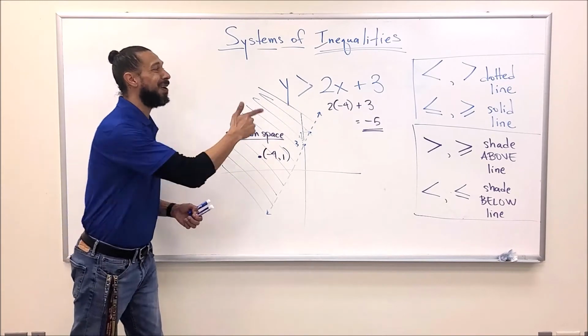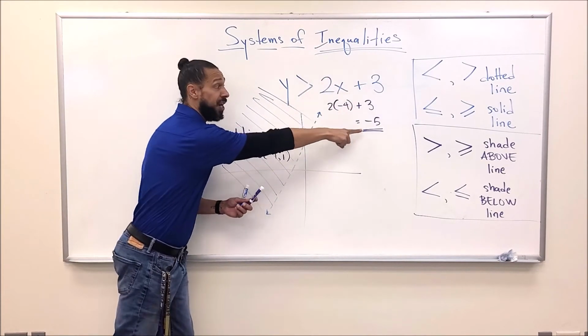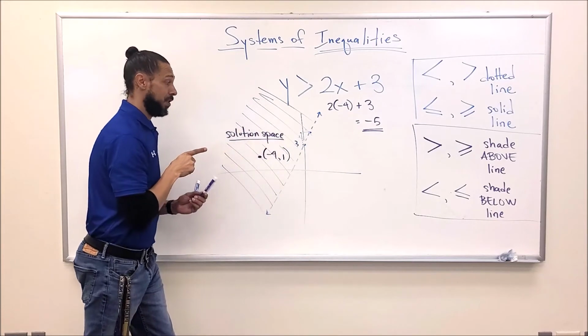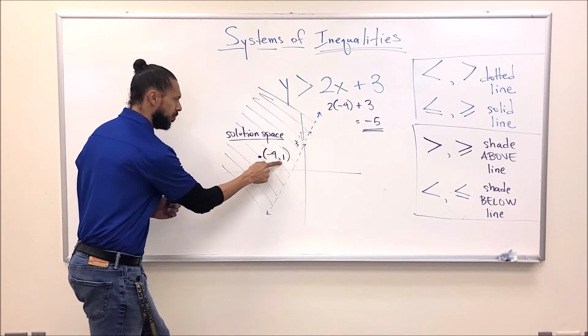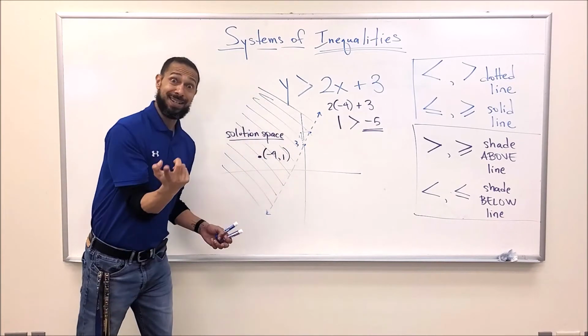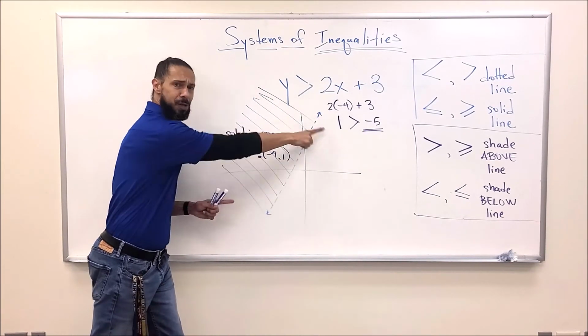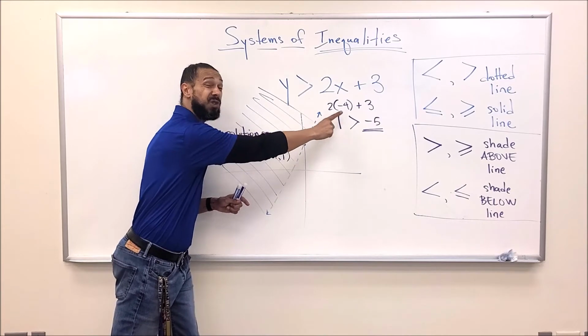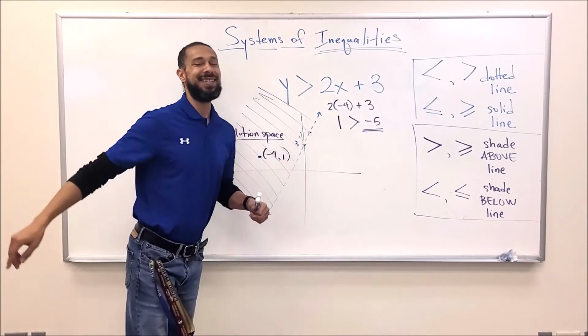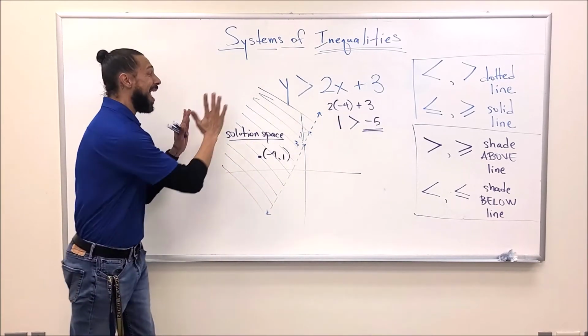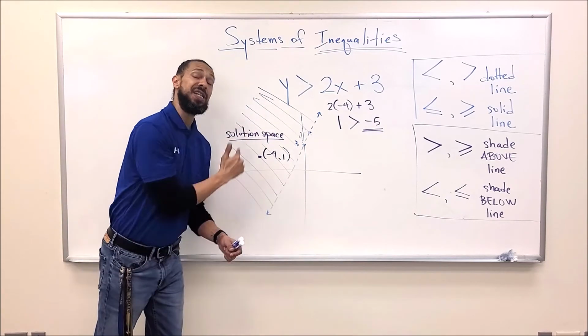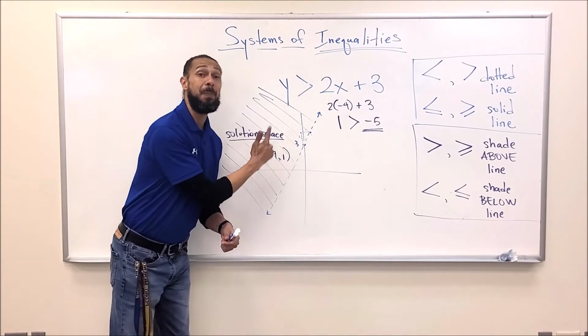So when I plug a -4 into my equation, I get out a -5. So what was the y value? 1, right? Exactly right. So if I replace that y with a 1 and I replace that x with a -4, does this make sense? Is 1 greater than -5? Yes, it is. Every point in this shaded region is a solution. It's called a solution space.